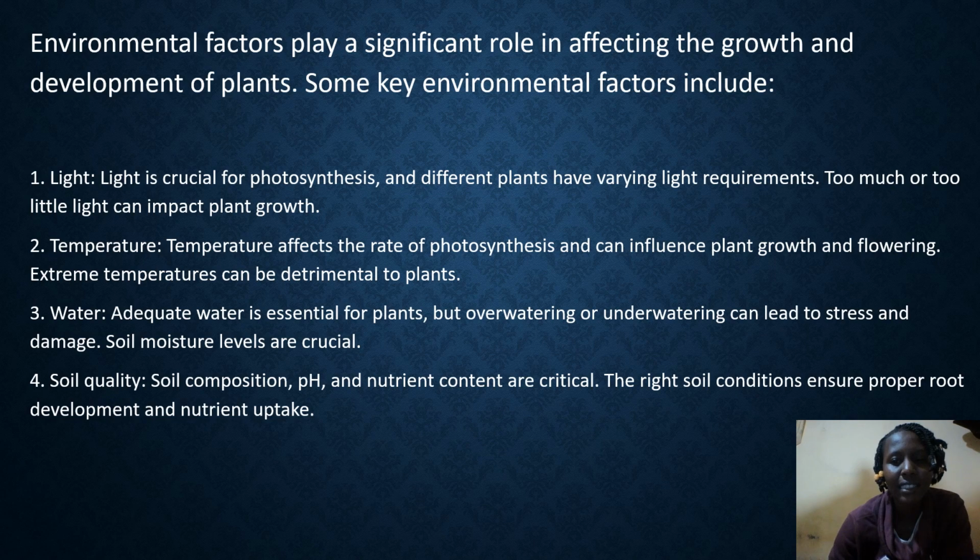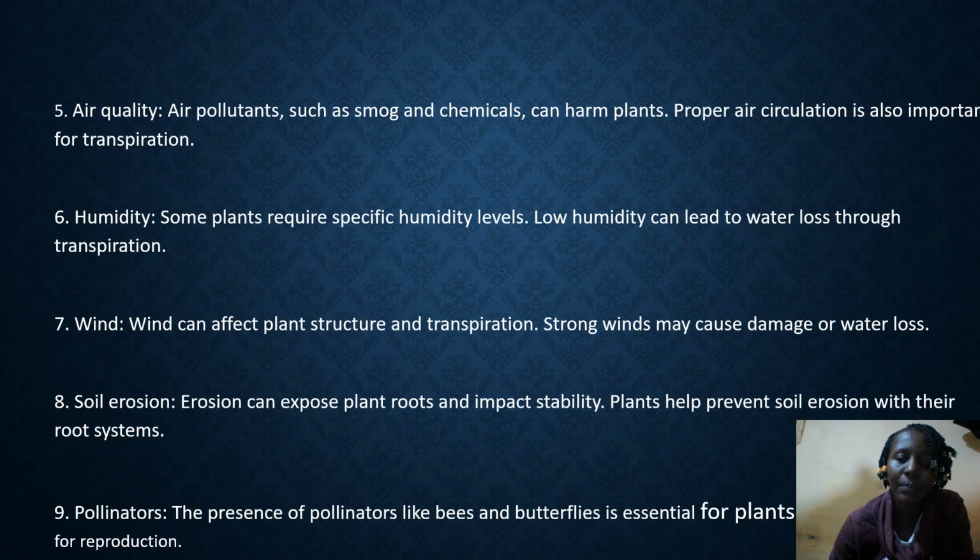3. Water. Adequate water is essential for plants, but overwatering or underwatering can lead to stress and damage. Soil moisture levels are crucial. 4. Soil quality. Soil composition, pH, and nutrient content are critical. The right soil conditions ensure proper root development and nutrient uptake.